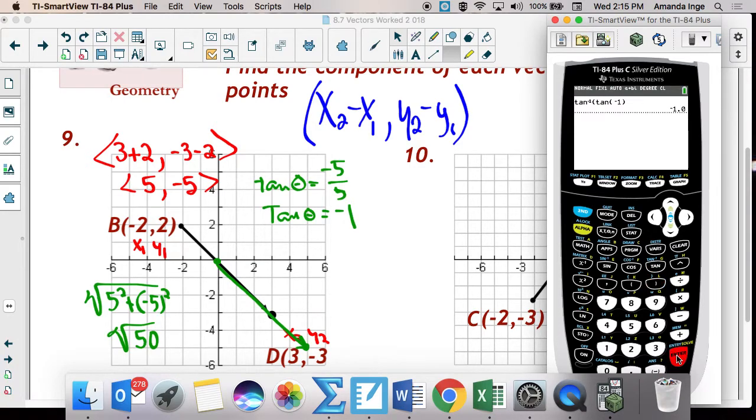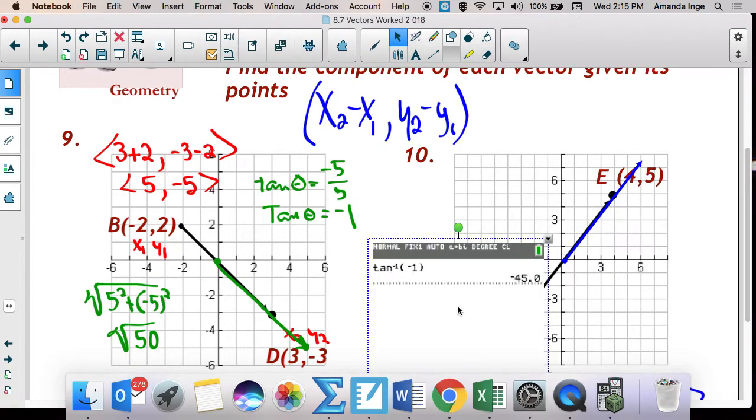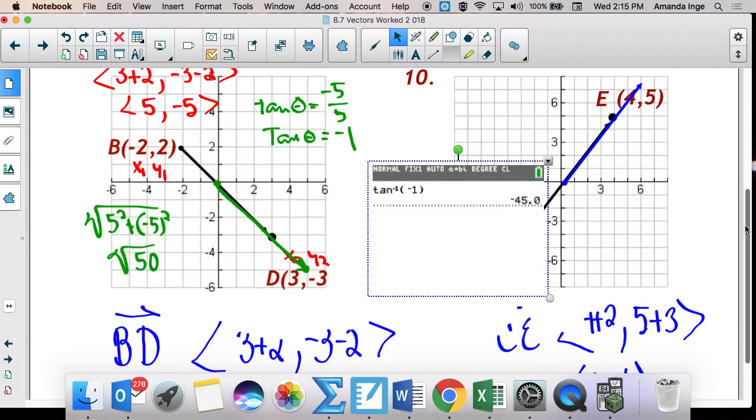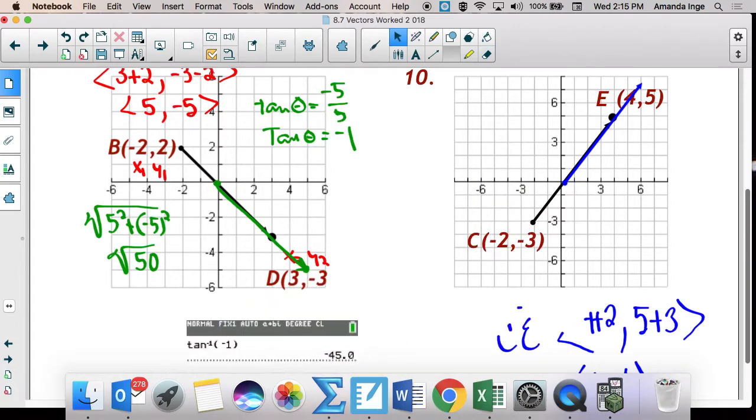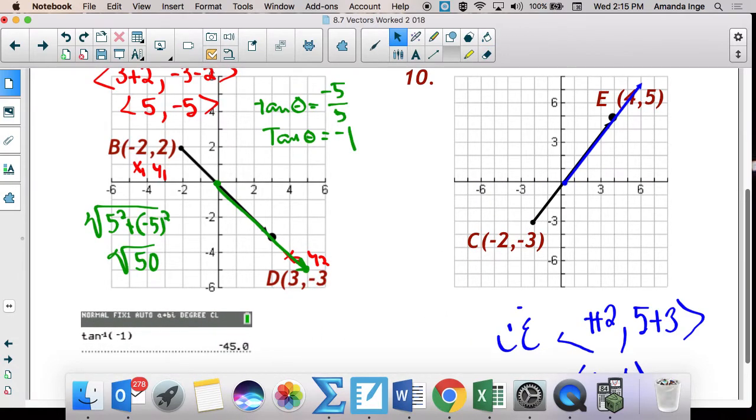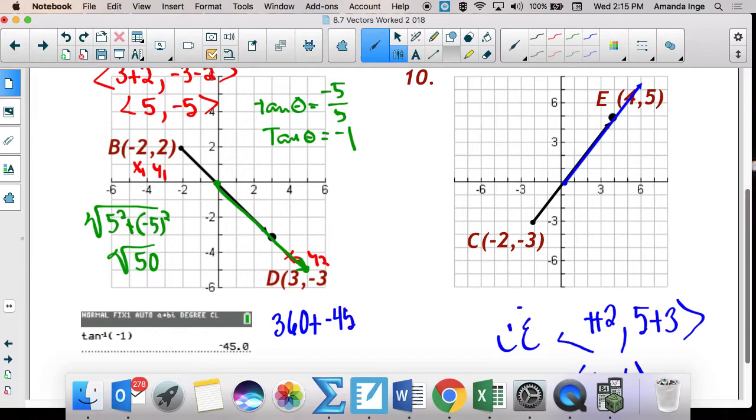No, it's not. Oh, I'm out. Second tangent, negative 1. That's negative 45 degrees. Alright, but what quadrant are we in, y'all? We got 5 and negative 5, so what quadrant are we in? And then where's the picture? We're in quadrant 4, so we're going to say 360 degrees plus negative 45, so we get 315 degrees.